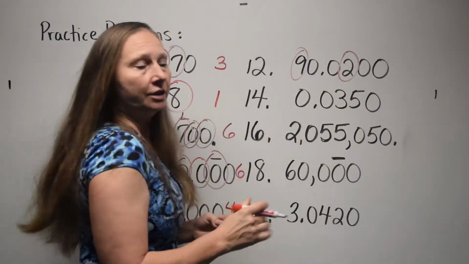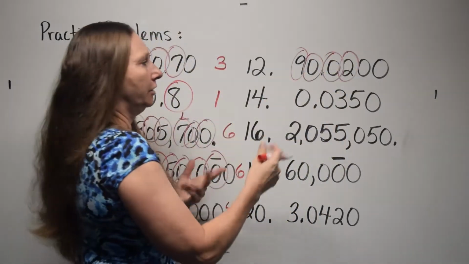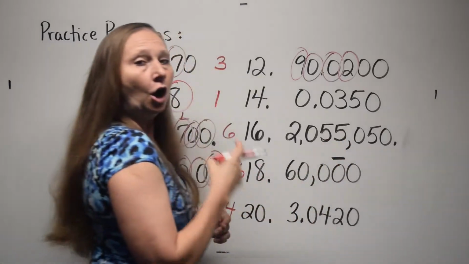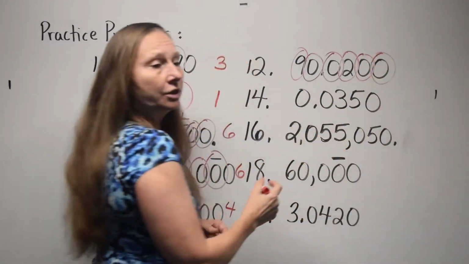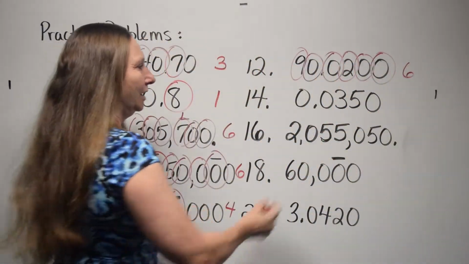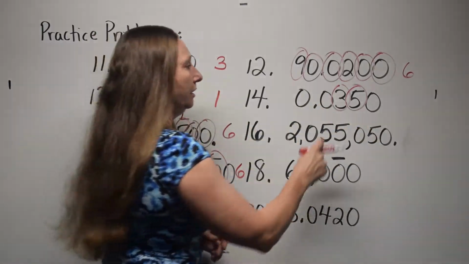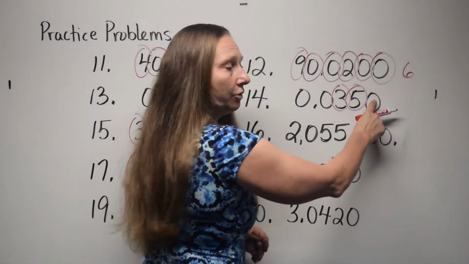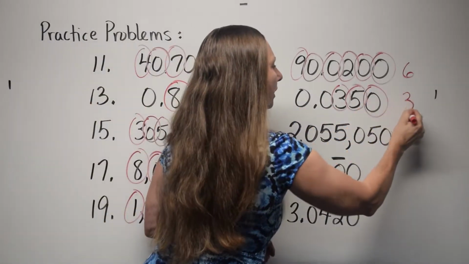Non-zeros are significant. Zeros between non-zeros are significant. Zeros before, there are none. Zeros after are significant if there's a decimal. There's a decimal here, so these zeros are significant. One, two, three, four, five, six significant figures. Non-zeros, zeros between, zeros before are not significant. Zeros after the last non-zero, this guy is significant because there's a decimal. All right, that's three.